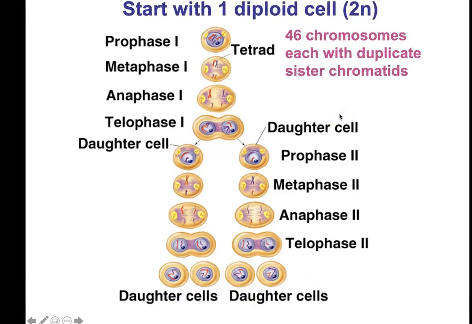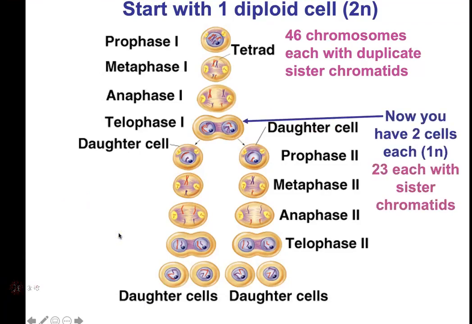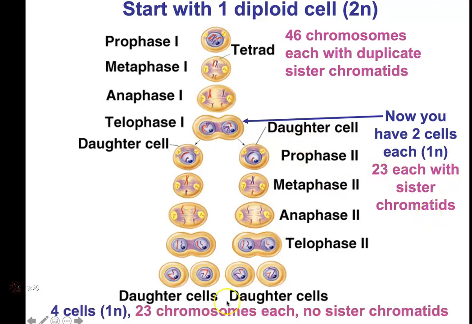Okay, so we start with the single diploid cell, 46 chromosomes, each with duplicate sister chromatids. Then for the first meiotic division, you end up with 2 cells that are each 1N. So these cells are now haploid, but they still have their duplicate sister chromatids attached. In the second round of meiosis, you end up with 4 cells, each of which are haploid, each of which have 23 chromosomes with no sister chromatids.